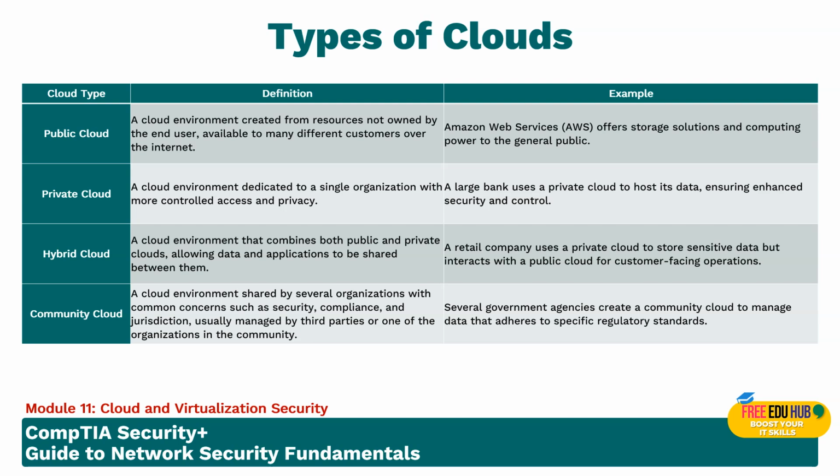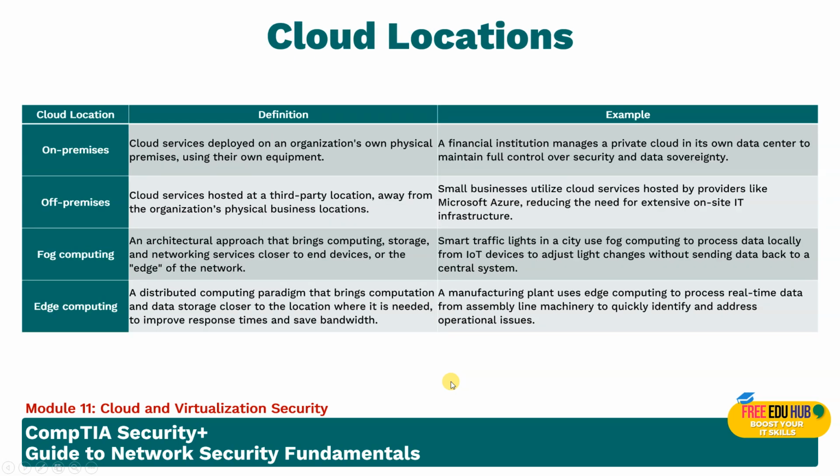This arrangement helps reduce the cost while still providing a tailored environment that meets the specific community needs. So an example could be several government agencies creating a community cloud to manage the data that adheres to specific regulations and standards. So we have different cloud locations as well.